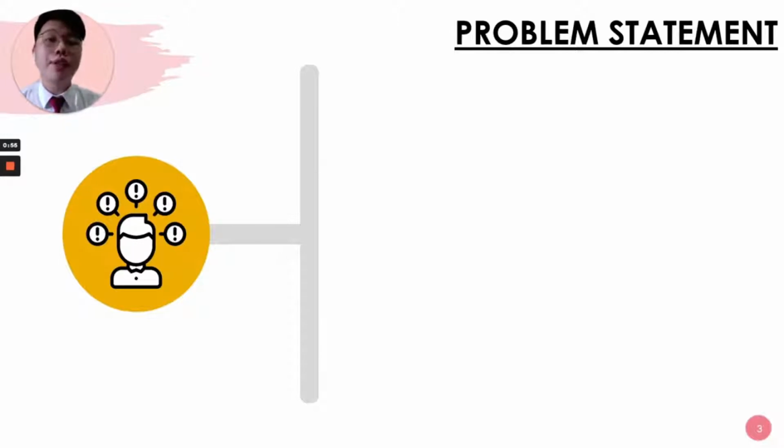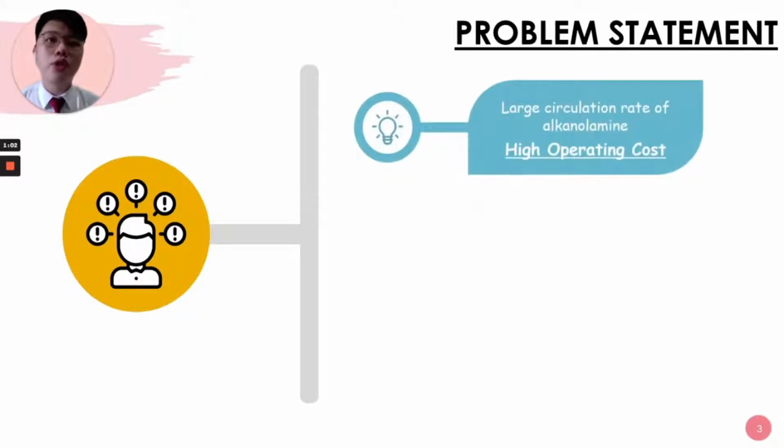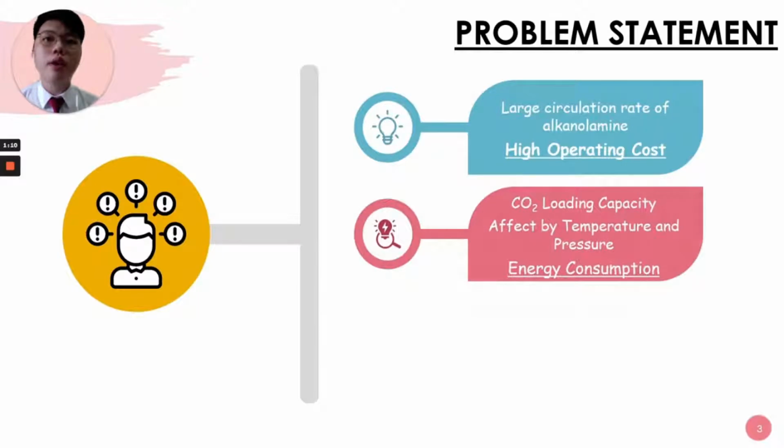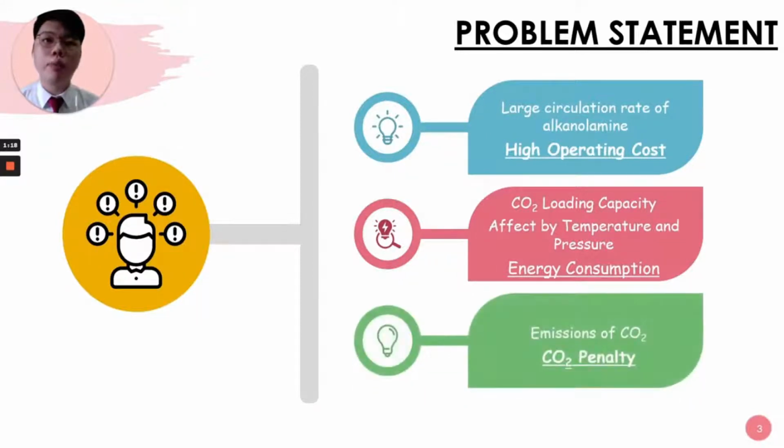The problem statement of acid gas removal system can be formulated as follows. A large circulation rate of alkanolamine is required to remove the hydrogen sulfide and carbon dioxide to the specification limit, which will result in high operating costs. The carbon dioxide loading capacity of alkanolamine will be affected by the pressure of absorber column and temperature of solvent. This affects the energy consumption in the process.